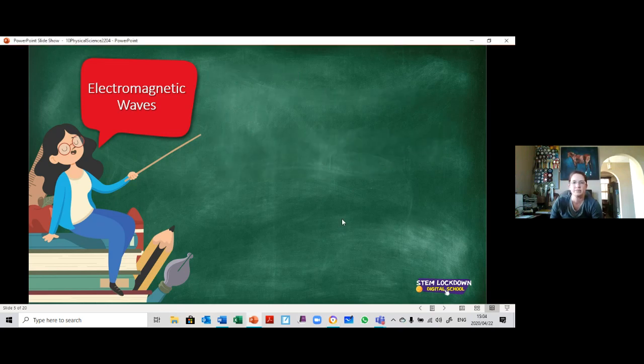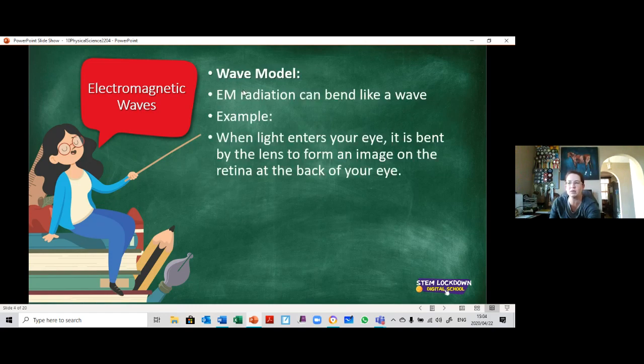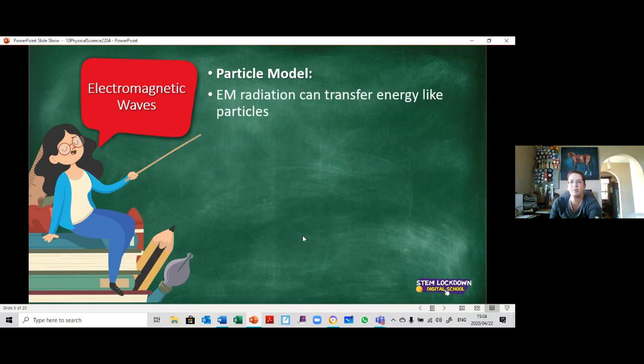But we also have particle models. So let's just quickly have a look. We have wave models, which we use to say that electromagnetic waves act like waves. But interestingly, electromagnetic waves also act like particles. They can transfer energy. Have you ever wondered about that? You stand out in the sun and the sunlight on your skin feels warm, and that is the transfer of energy.